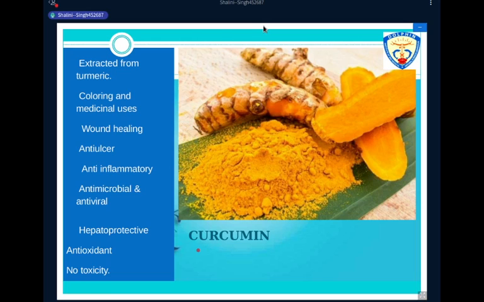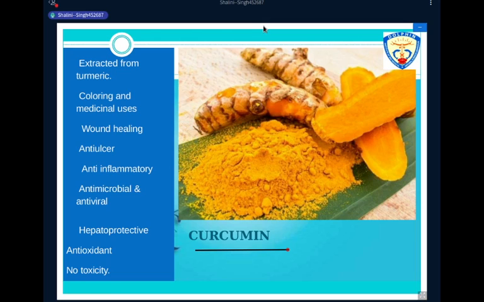Next example is curcumin. This is a very popular ingredient. In these pandemic times, everyone is advising you to have a lot of curcumin in your diet. This secondary metabolite is extracted from turmeric. The botanical name of turmeric is Curcuma longa. So from Curcuma, the name curcumin has been given to this secondary metabolite.